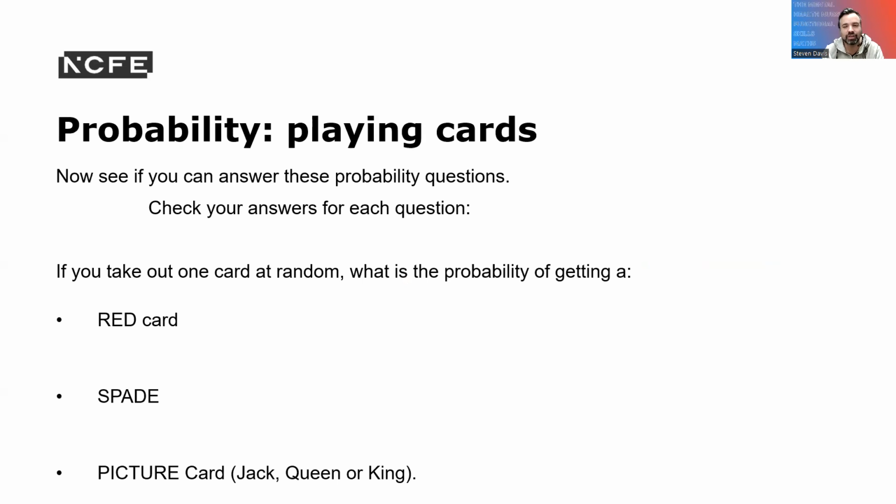So now see if you can answer the following questions. If you take 1 card at random, what is the probability of getting a red card? Well, it's got to be half, isn't it? So half the deck is black, half the deck are red. So out of 52 cards, if we halve that, you're looking at 26. So that's half.